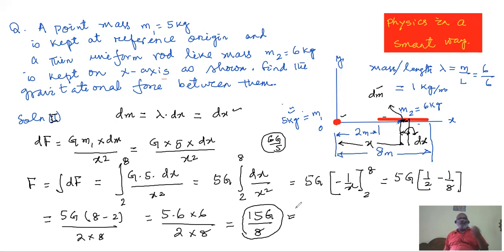Obviously, most of you will be slightly inclined towards solution number 2, because you know that sophisticated mathematics, the calculus, takes everything into care. And I must agree with you that solution number 2 is correct. The correct answer is 15G by 8. Solution number 1 is wrong. It has become horribly wrong.